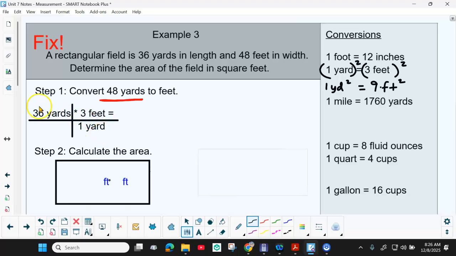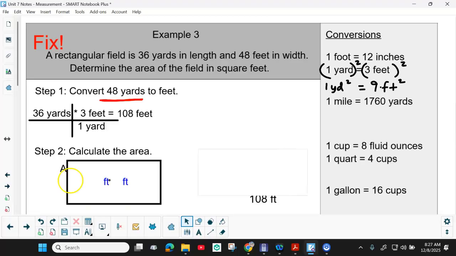All right, so the yards, I'm going to be sure that these are canceled, right? So I'm going to multiply this out. I'm going to get 3 times 36, which is 108 feet. Okay, since we already have the 48 feet, this is a field here, so I want to do feet squared. Just double check and make sure we're doing the right multiplication here.